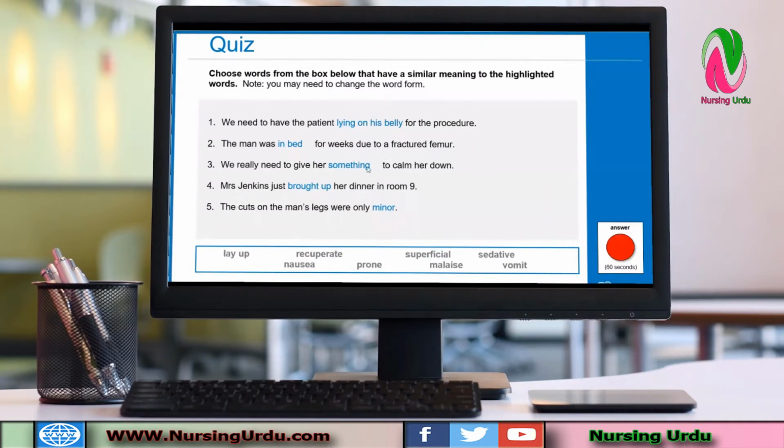Okay, so number 1, we need to have the patient lying on his belly. We need to have the patient prone. Good. Okay, well done.